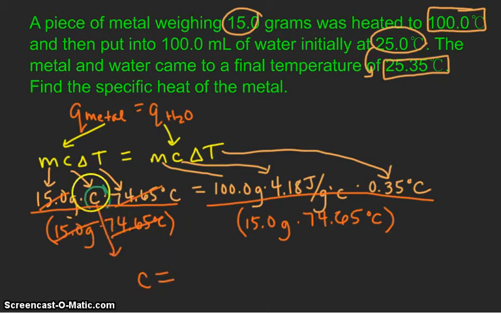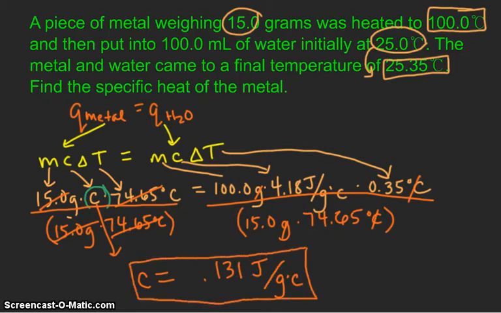Notice on the left-hand side, everything cancels but my C, and I simply plug into my calculator 100 times 4.18 times 0.35 divided by 15 divided by 74.65, and I get 1.131 joules per gram degree Celsius.